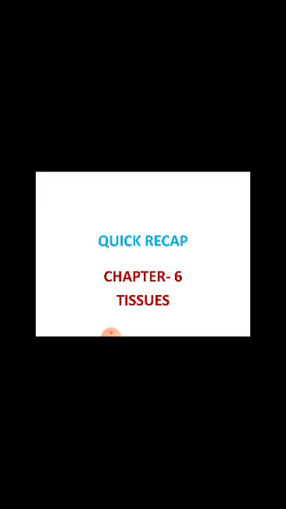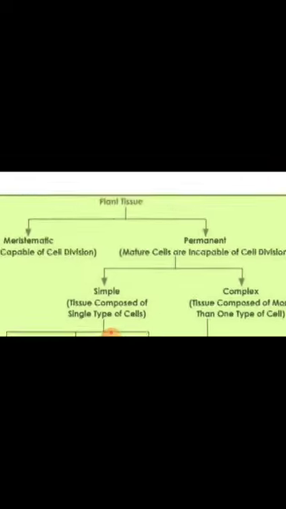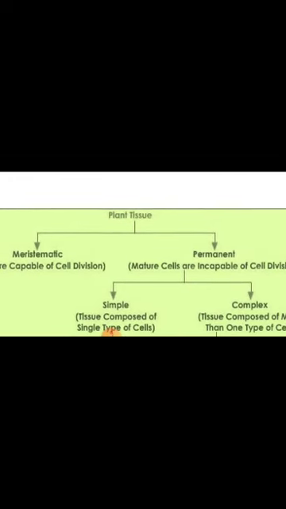There are certain things that you will need to learn more. So I'll discuss those points today. So let's start the recap. We had learned that there are two types of plant tissues, meristematic tissues and permanent tissues.